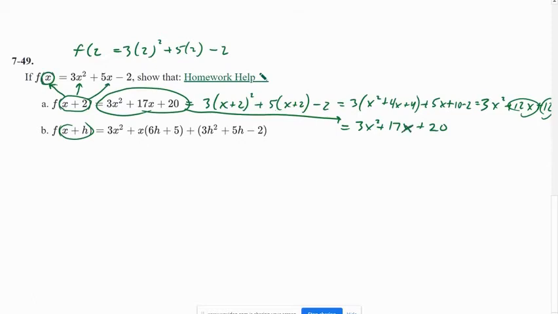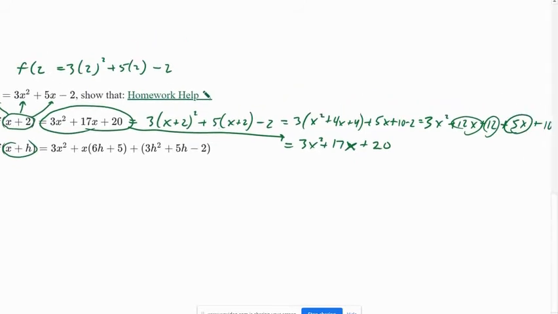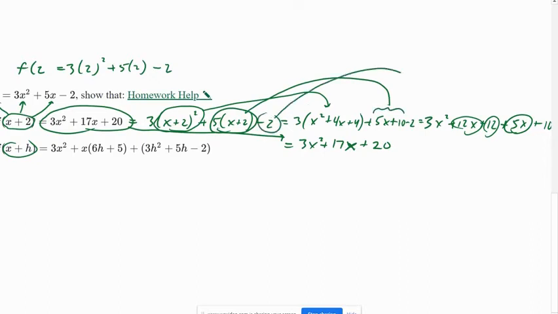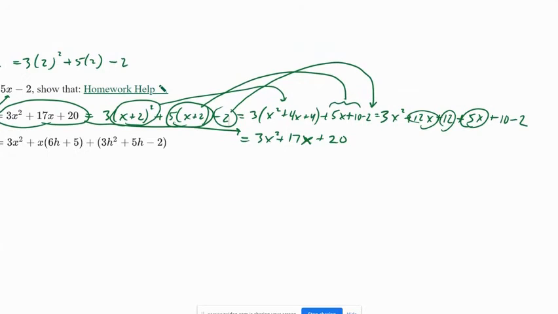Okay, so again, when I expand this, that gives me that, and then when I expand that, that gives me this, and then the minus 2 is still there. And so the minus 2 was what I originally forgot.